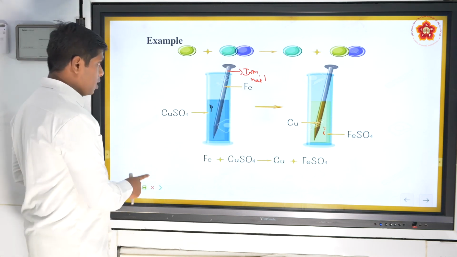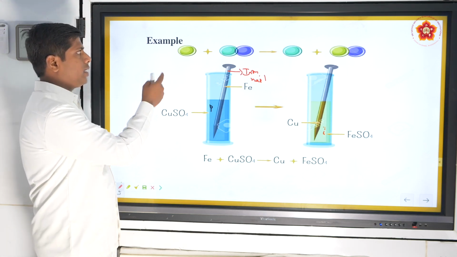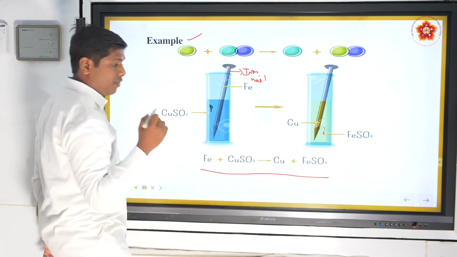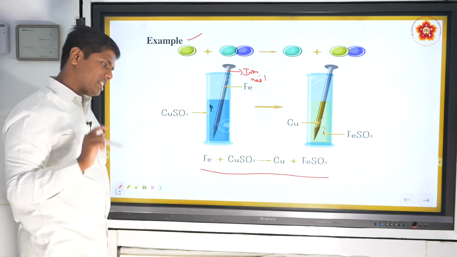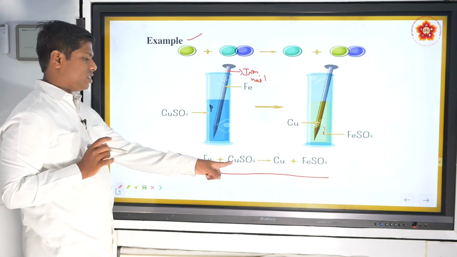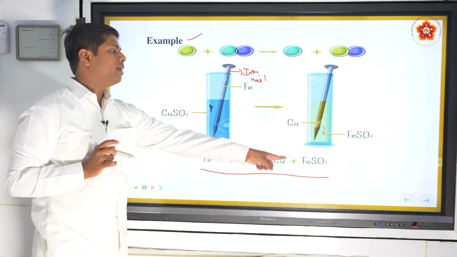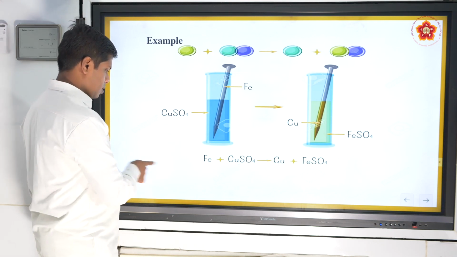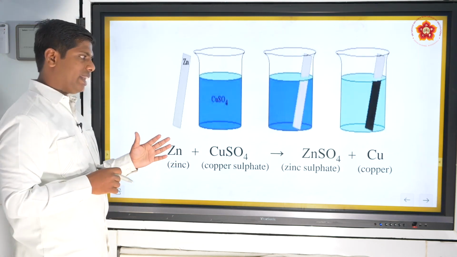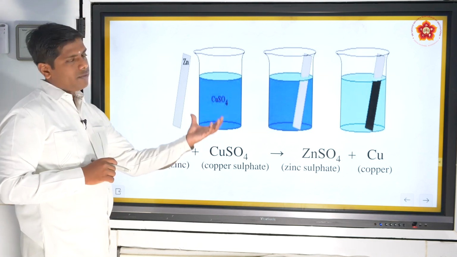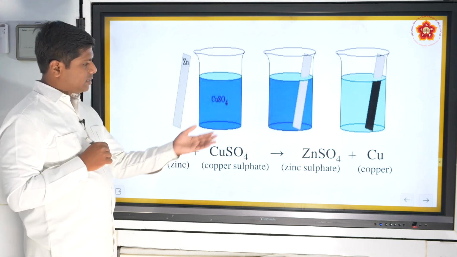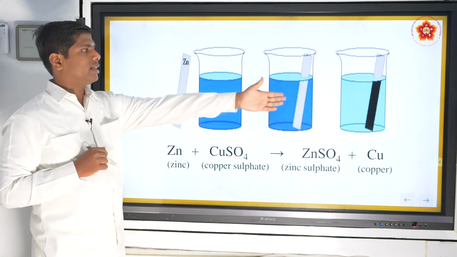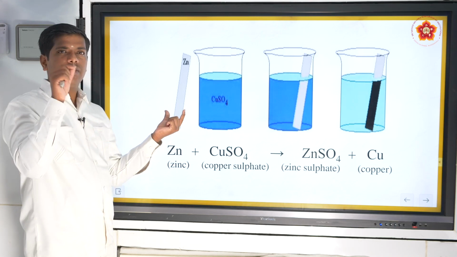One more example. Did you understand this? Very important. This is an example of a displacement reaction: iron in the presence of copper sulfate solution gives copper and ferrous sulfate. Next, one more similar example. Zinc: when we dip it in copper sulfate, we will get zinc sulfate and copper. The copper metal is silver in color.